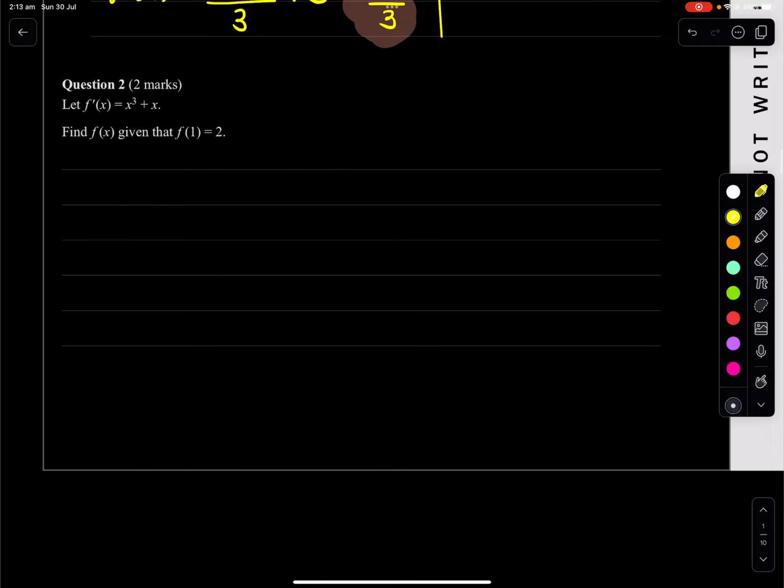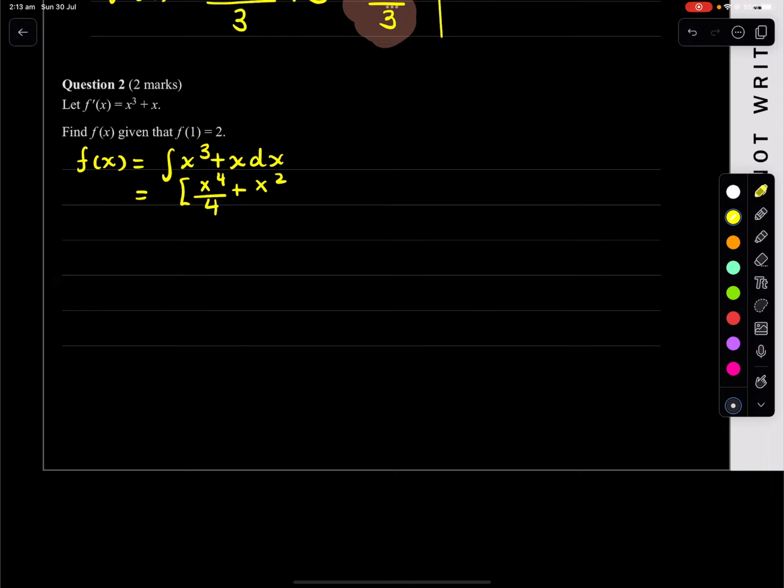Question 2. Let f'(x) equal this. Find f(x) given that this. To find f(x), we're going to integrate x cubed plus x dx, which will be x to the power 4 over 4 plus x squared over 2 plus c. We don't want to forget that, plus c.